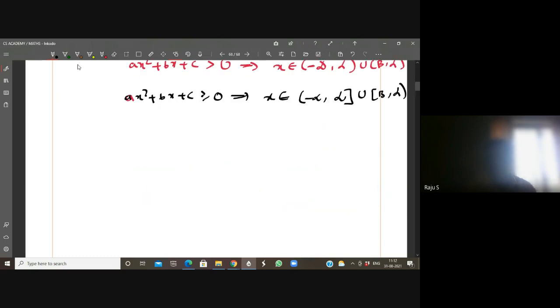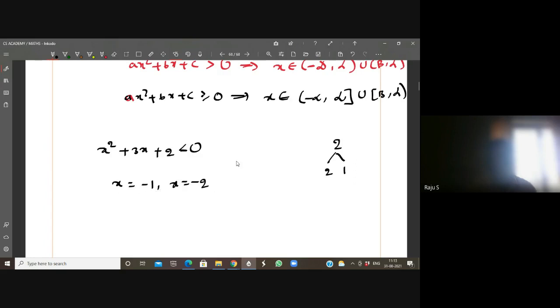For example, I'm going to give an example like x square plus 3x plus 2 less than 0. So what are the roots generally for this quadratic equation? The roots are 2, 1, nothing but x is equal to minus 1 and x is equal to minus 2.